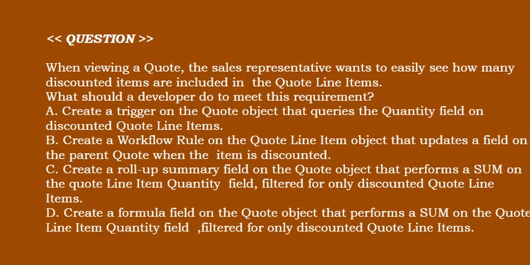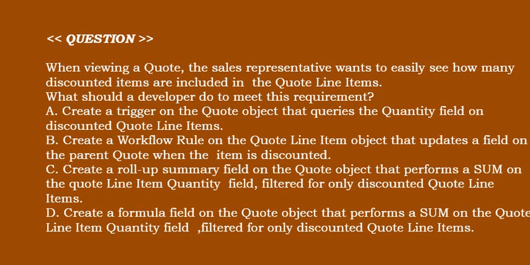Next question is, when viewing a quote, the sales representative wants to easily see how many discounted items are included in the quote line items. What should a developer do to meet this requirement? Option A. Create a trigger on the quote object that queries the quantity field on discounted quote line items. Option B. Create a workflow rule on the quote line item object that updates a field on the parent quote when the item is discounted.